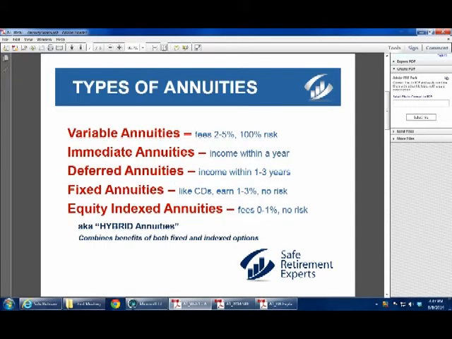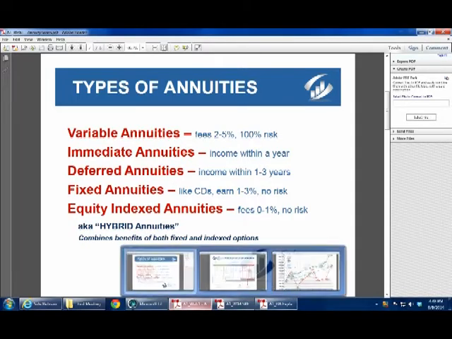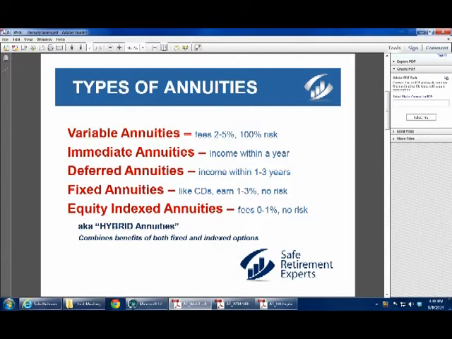A fixed annuity is simply like a CD. It's just an insurance company's version of a CD, essentially, and that is you put money in. It may earn 1, 2, or 3% right now. There's no risk associated, but it's just kind of a safe place to put some money. And of course, right now, with interest rates being so low, that's not necessarily really attractive to most investors.